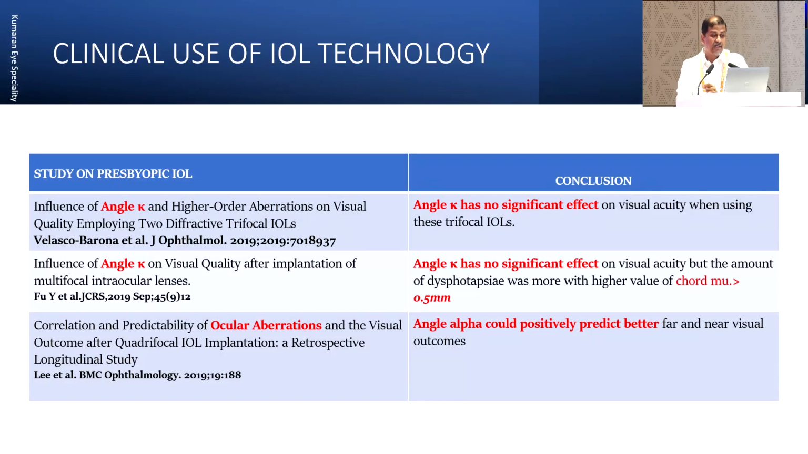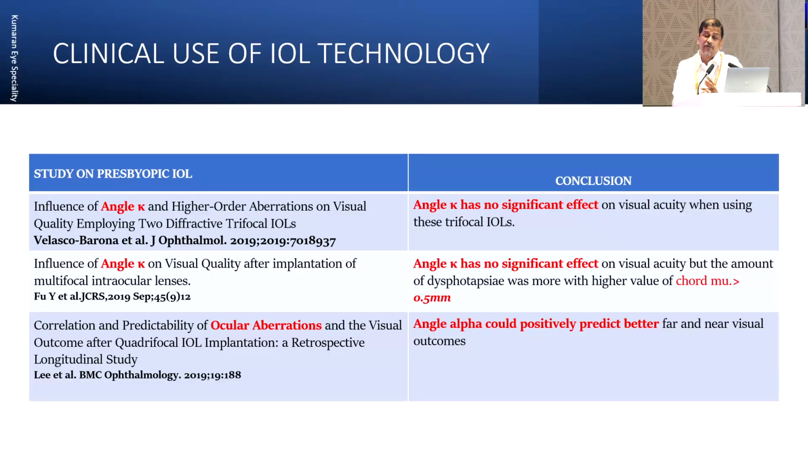So this is another study which compared the angle kappa. So we all talk about the aberrations and the angle kappa, but you should know that the angle kappa, even if it is more than 0.5, doesn't cause any problem in the visual acuity of the patient. Even when you have a large angle kappa, these patients do very well as far as the quantity of vision is concerned. But when you have a large angle kappa, the problem is that they have a lot of dysphotopsia.